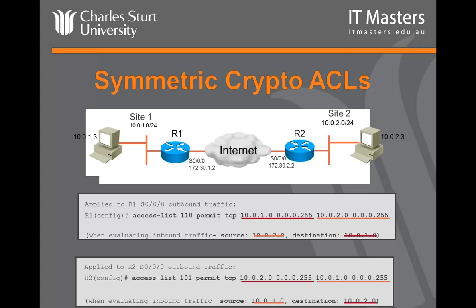If they're not a perfect mirror match, right down even to the protocol level or the port level, then the traffic won't get across that VPN tunnel. It'll be discarded at one end or the other. It's very, very important that the access lists are direct mirror images of each other. But that is only with respect to source and destination. So what is source and destination on one side will be the reverse on the other.